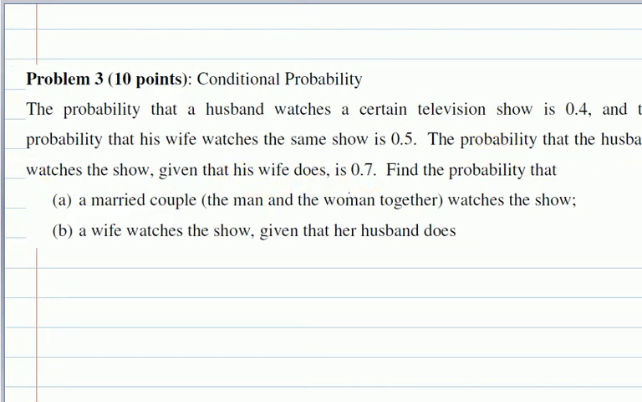So this sentence here is a classical sentence showing conditional probability. Now find the probability that the married couple watches the show, and the probability that a wife watches the show given that her husband does. Okay, so let's take a look at the first one here.